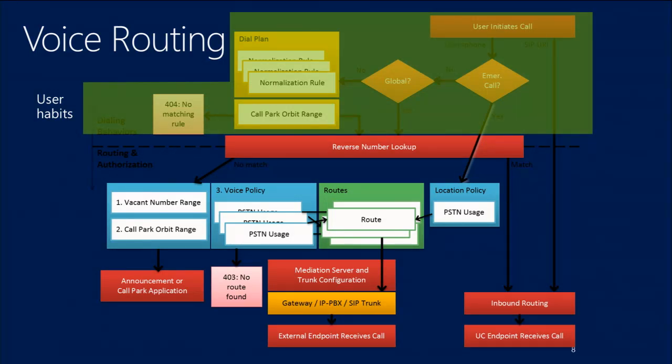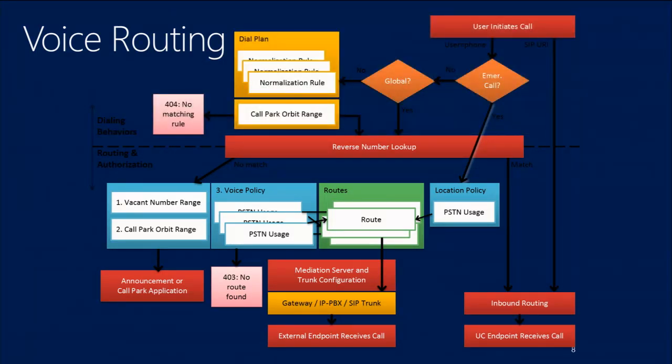Now, I'll take you through a quick run of this. If you look at the top right, user initiates call. That's where we're first starting. The user's got their Lync client open, and they want to call somebody. And they just start entering some digits. First thing that we need to figure out is, what are they entering?